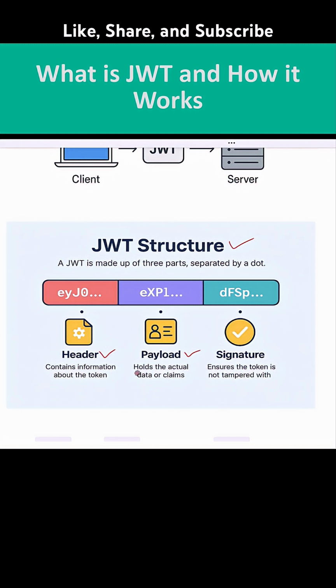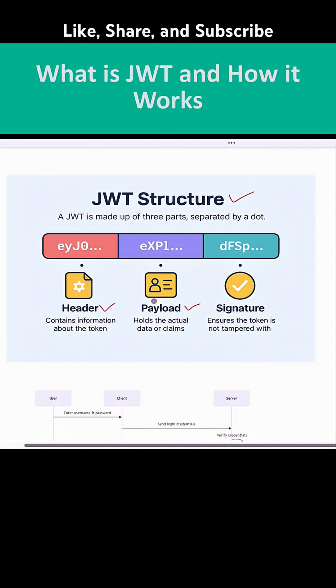This holds the actual data or claims, such as the user's ID, their email address, roles, and even an expiration time. The third part is the signature. This is generated by combining the header and the payload and then signing that combination with a secret key. The signature ensures that the token has not been tampered with. So if you look at a JWT, it appears as one long string made up of three encoded parts: the header, the payload, and the signature, each separated by a dot.